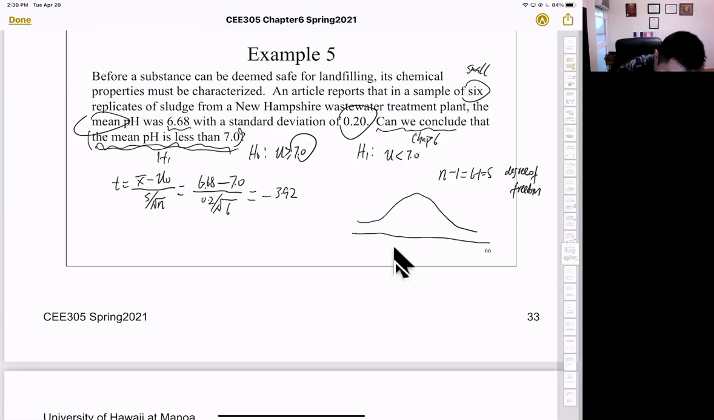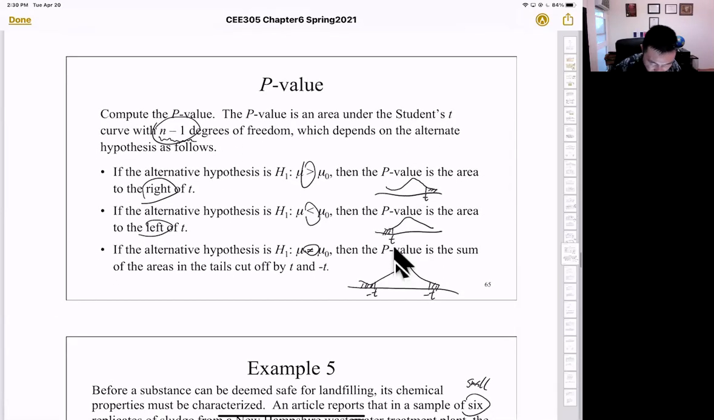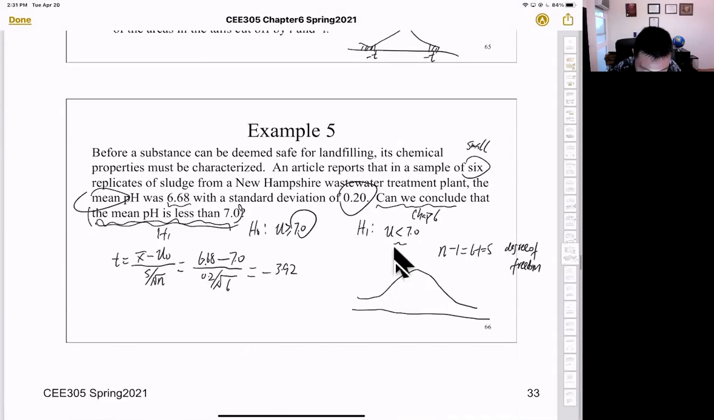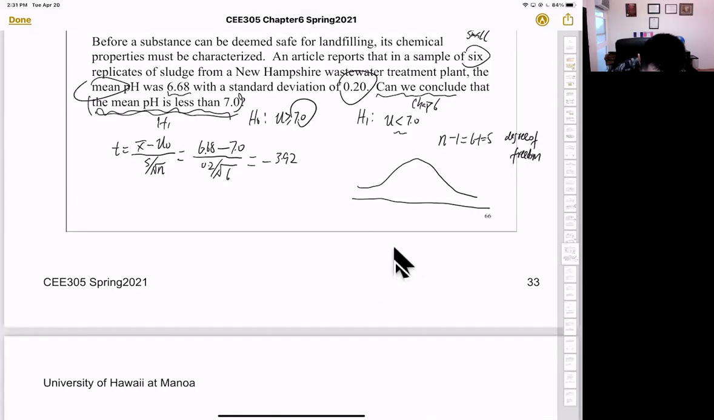Because H1 is set up as mu less than mu 0, then the p-value is the area to the left of t. So the t-value is found to be minus 3.92.